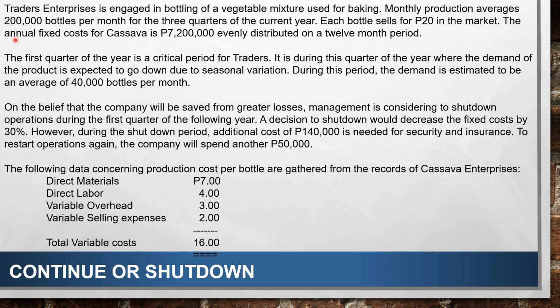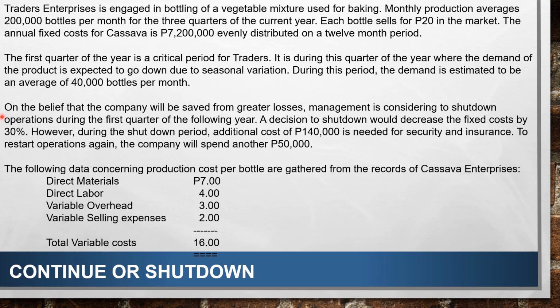The first quarter of the year is a critical period for Traders. It is during this quarter that the demand for the product is expected to go down due to seasonal variation. During this period, the demand is estimated to be an average of 40,000 bottles per month. So the normal production is 200,000 bottles, and the demand only for the first quarter is 40,000 bottles per month. On the belief that the company will be saved from greater losses, management is considering shutting down operations during the first quarter of the following year.